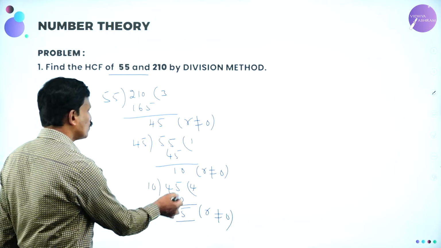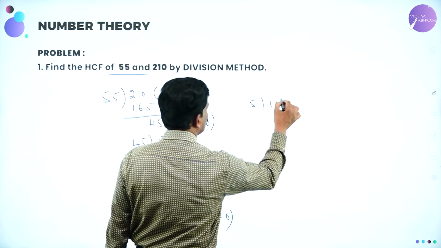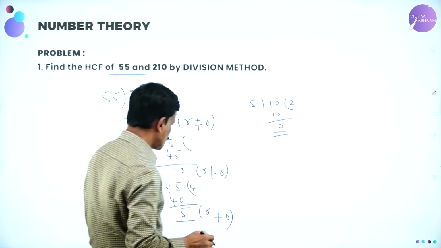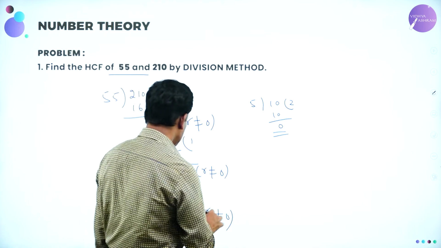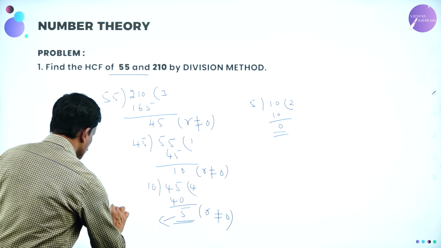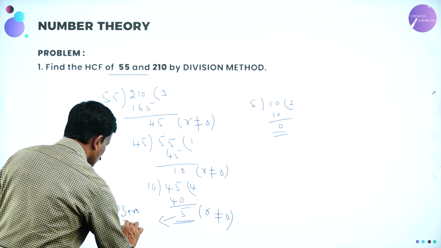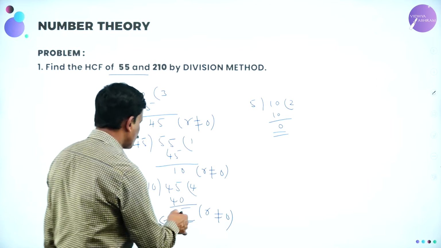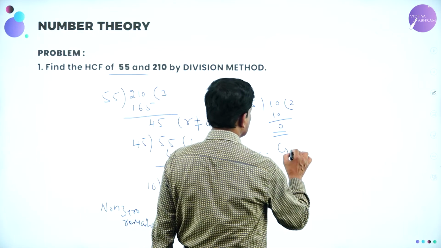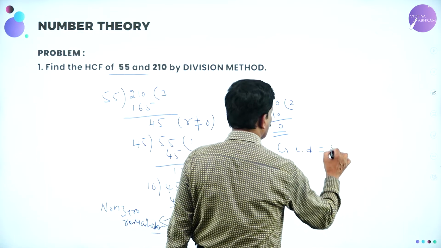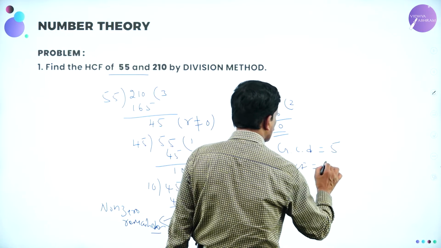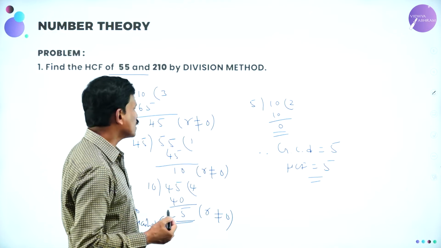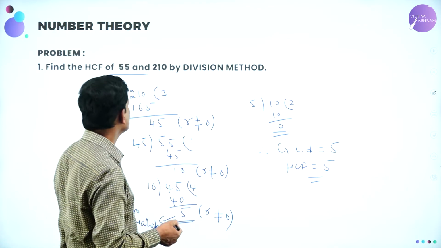So, again divide 10 by 5. 5 2s are 10, 0 is the remainder. So, the last non-zero remainder is 5. Therefore, the greatest common divisor GCD is equal to 5, or this is also called the highest common factor. HCF is equal to 5.